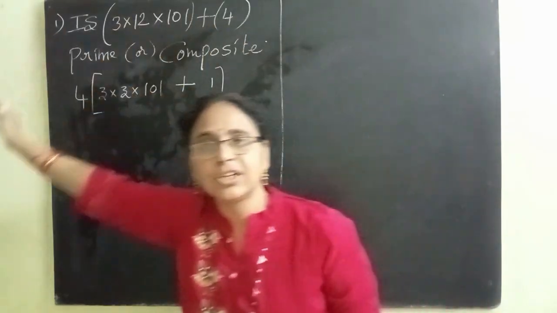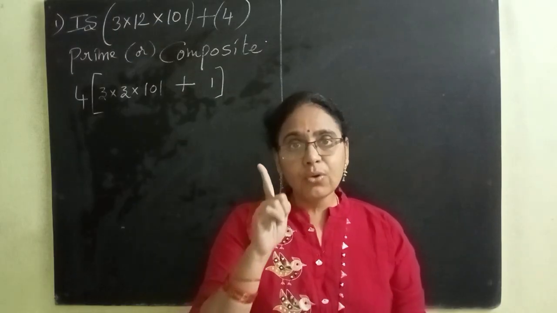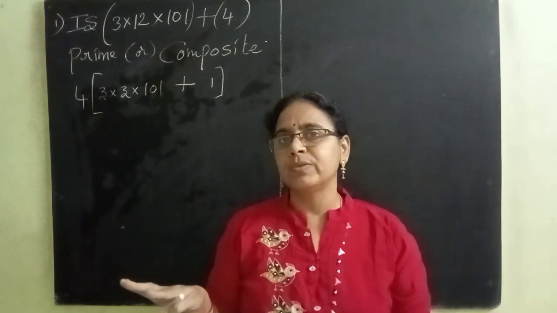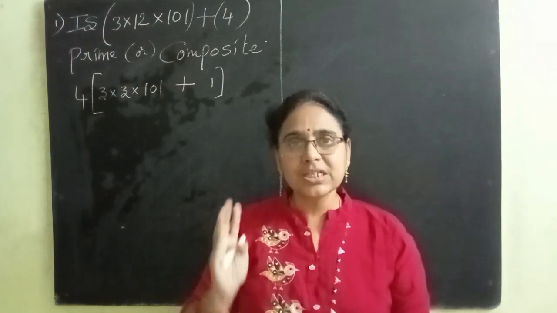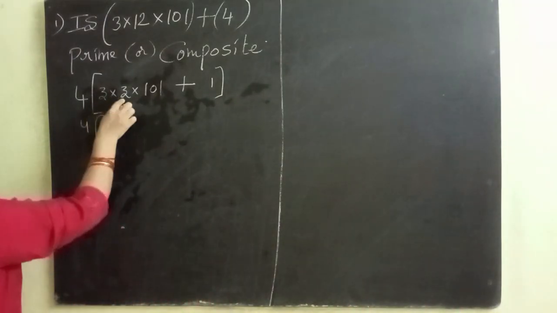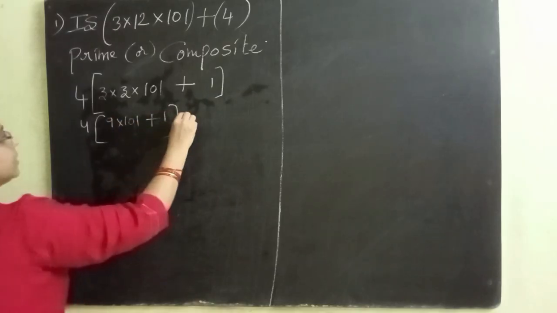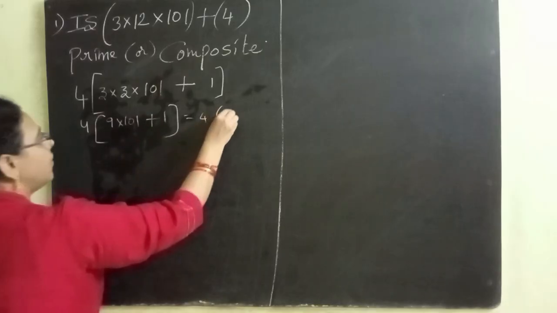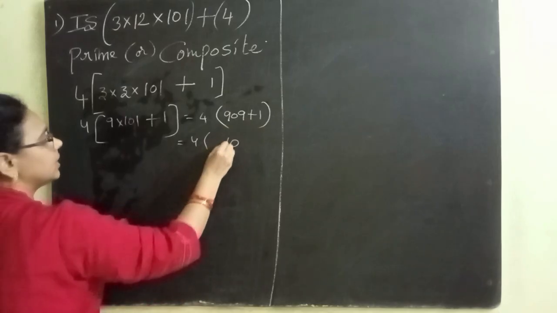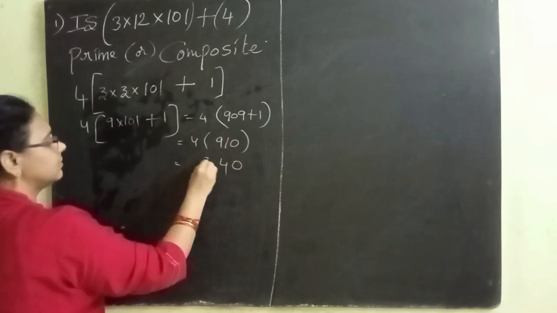Most of the students will make this mistake even. Here already 4 as a common factor they are writing outside, so they will feel nothing is there here, but no. 4 times 1 is 4, so surely you have to write 1 here. Don't leave it like that. Don't write 0. So 4 into 3, 3 fours are 12, 3 into 101 plus 1. So by multiplying 4 into 909 plus 1, that is 4 into 910. 4 times 0 is 0, 4 ones are 4, 4 nines are 36.